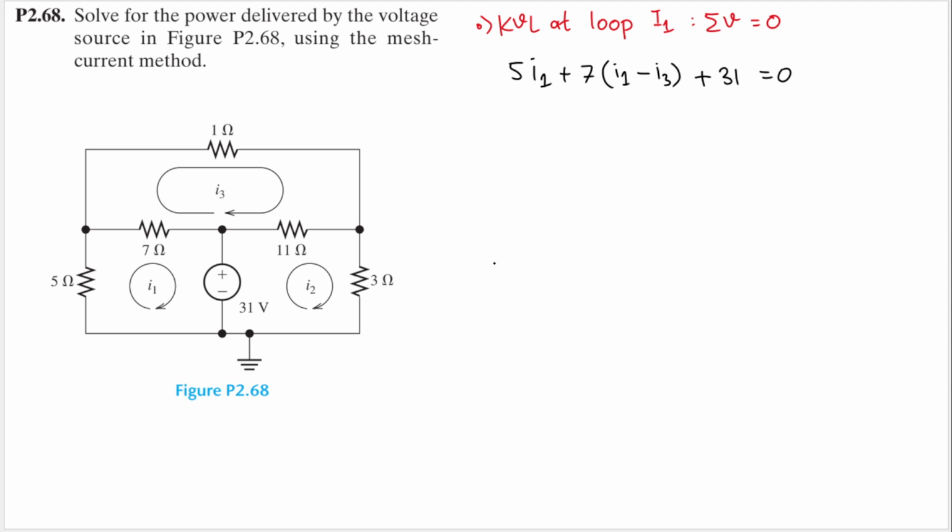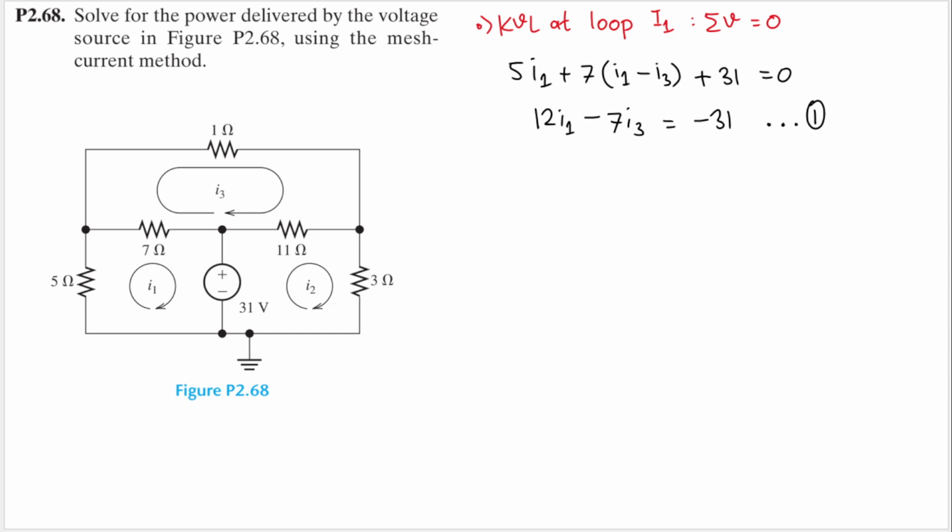Now let's do some simple algebra. 5 plus 7 is 12, so 12 I1. And let's distribute the 7 inside, so I will have minus 7 I3. Then we move this 31 to the right hand side, so I will have minus 31. I don't think we can do much more here, so let's have this as equation number 1.